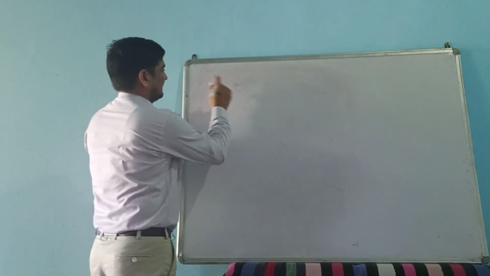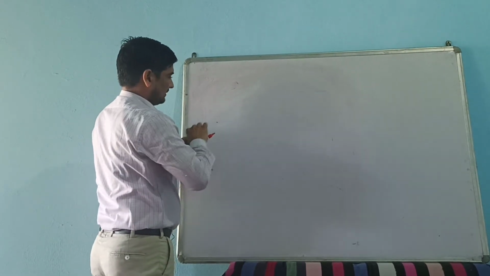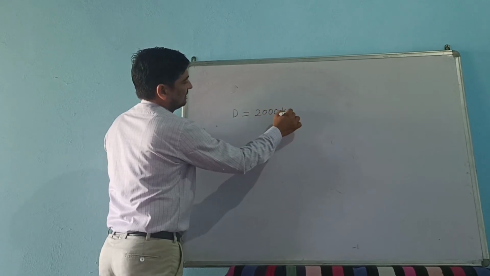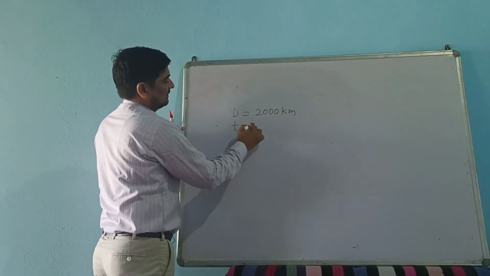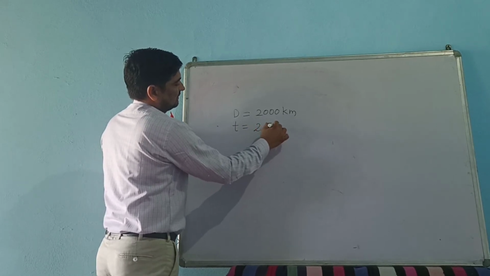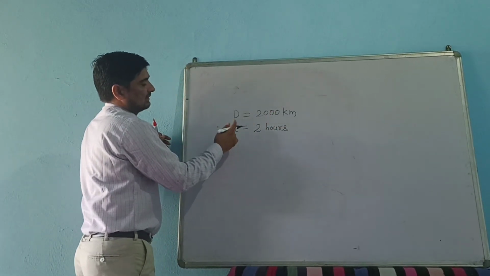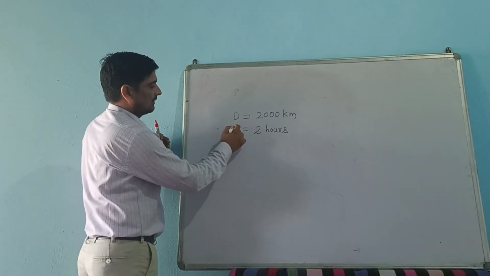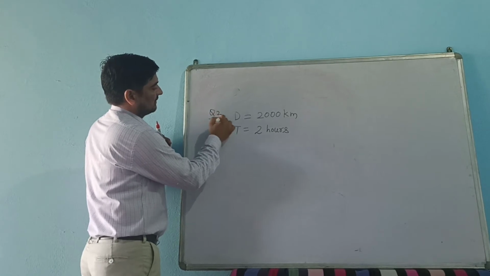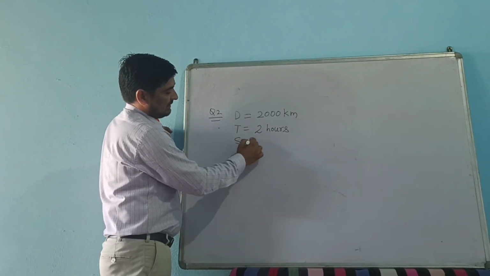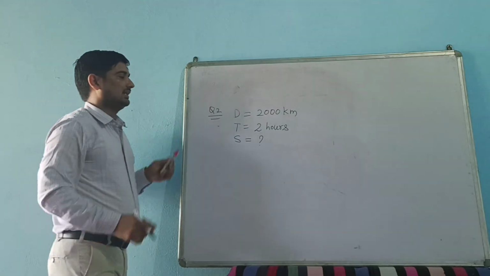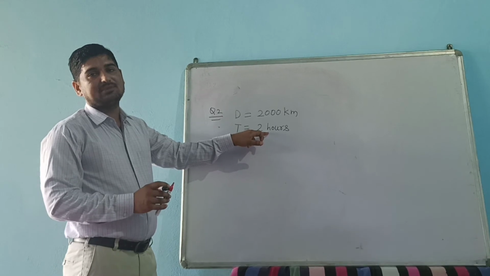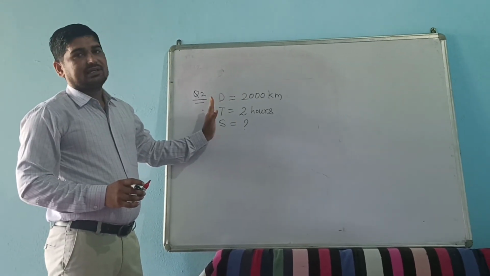Here, this time you are given distance. Distance is given 2000 km, suppose. And here, time is given 2 hours. Let us take this capital T only. You will find in textbook capital T, sometimes you will find that. So here they are now asking speed. What will be the speed of the object if it has covered 2000 kilometers in 2 hours? It will be given in a word problem. I am just taking it straightforward.